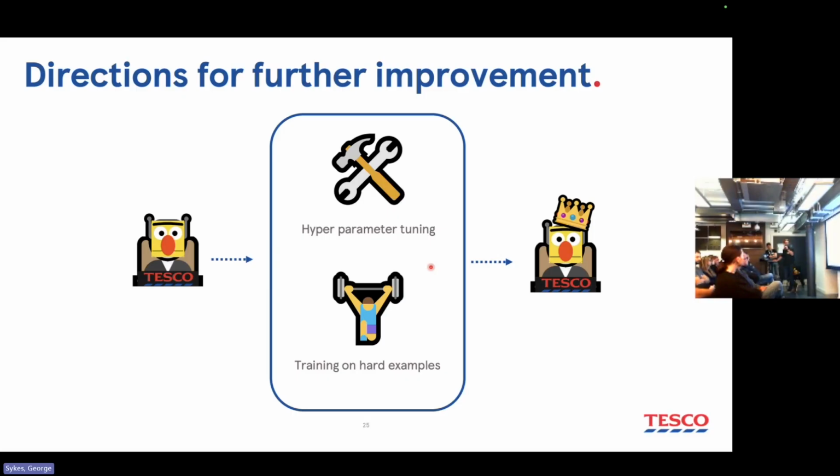And the other area is looking at training on hard examples. Now, this is not easy to do. Trying to find hard examples is a non-trivial activity, but we think we can actually use active learning to do this. And where the model itself is identifying where it's unsure, we can use those as hard examples to train the model on.